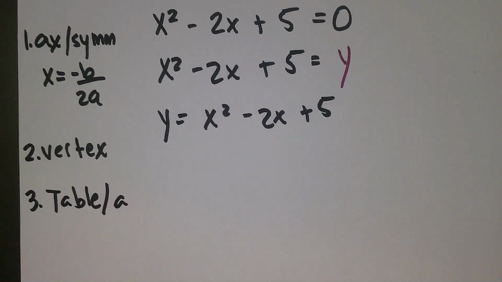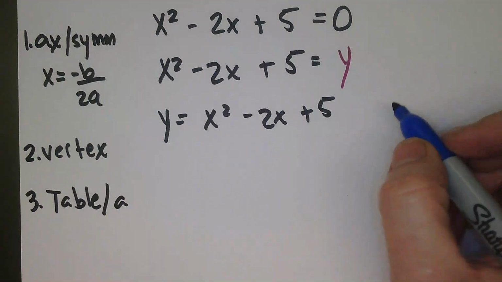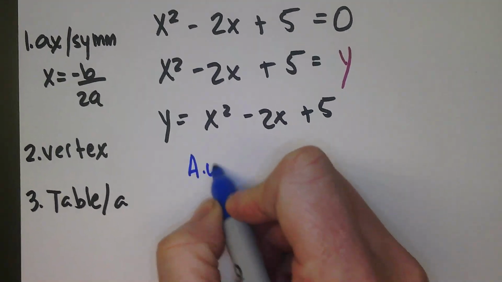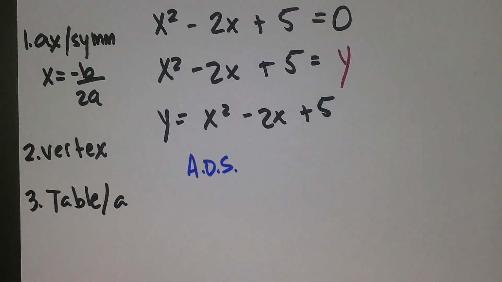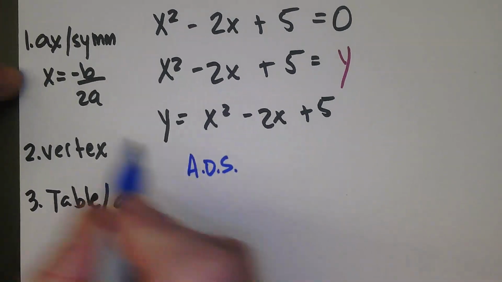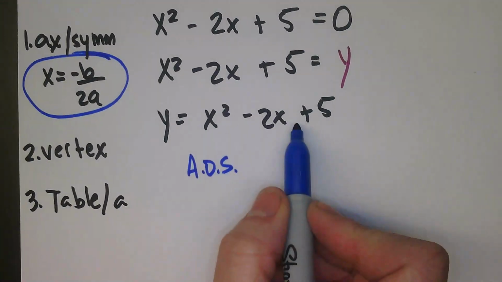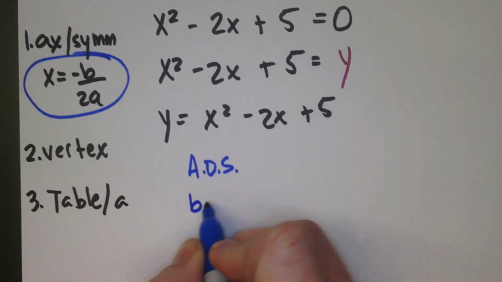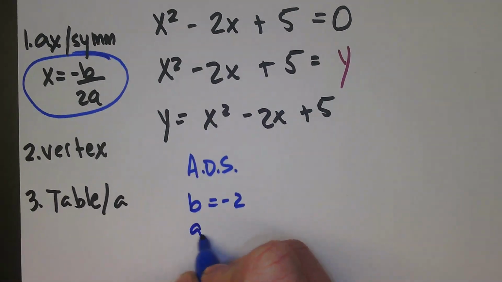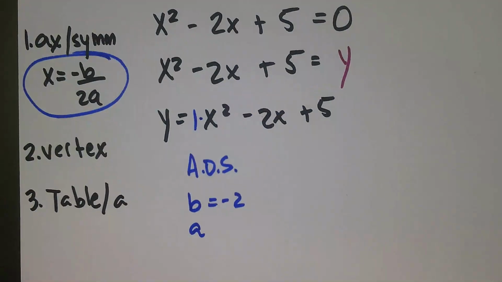We're going to go ahead and find the axis of symmetry, another common abbreviation, AOS. So we're going to use this: x is the opposite of b over 2a. If I'm looking at my equation here, my b value is -2. And my a value, I don't see it, but it's right there. It's a 1.